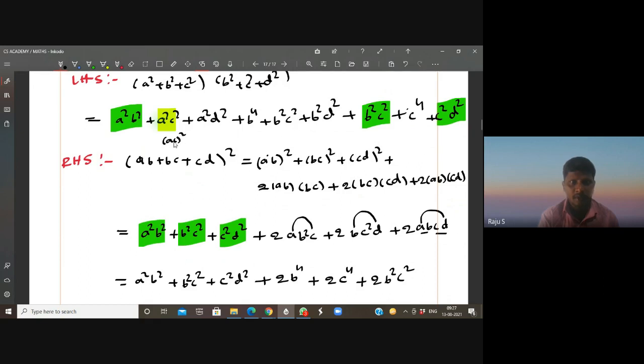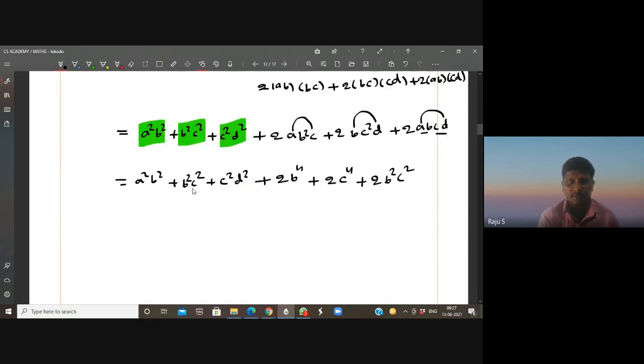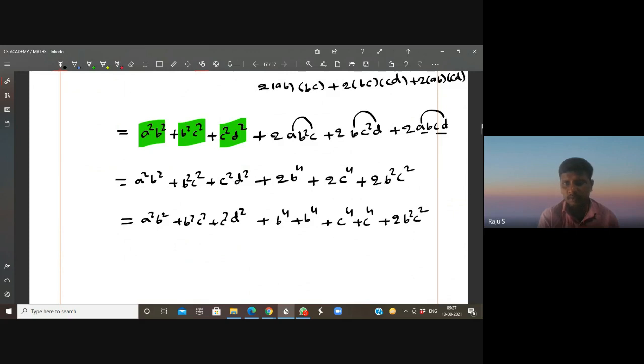Yes or no? AC is nothing but what? B square. So B power 4 we will get. Otherwise, A square B square plus B square C square plus C square D square plus B power 4 plus B power 4 plus C power 4 plus C power 4 plus 2 B square C square.